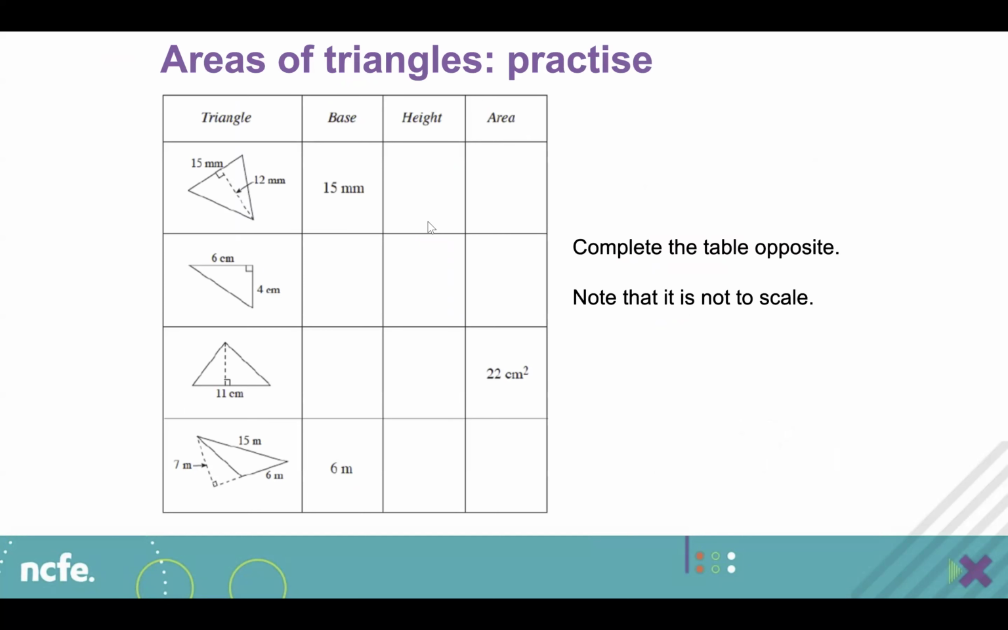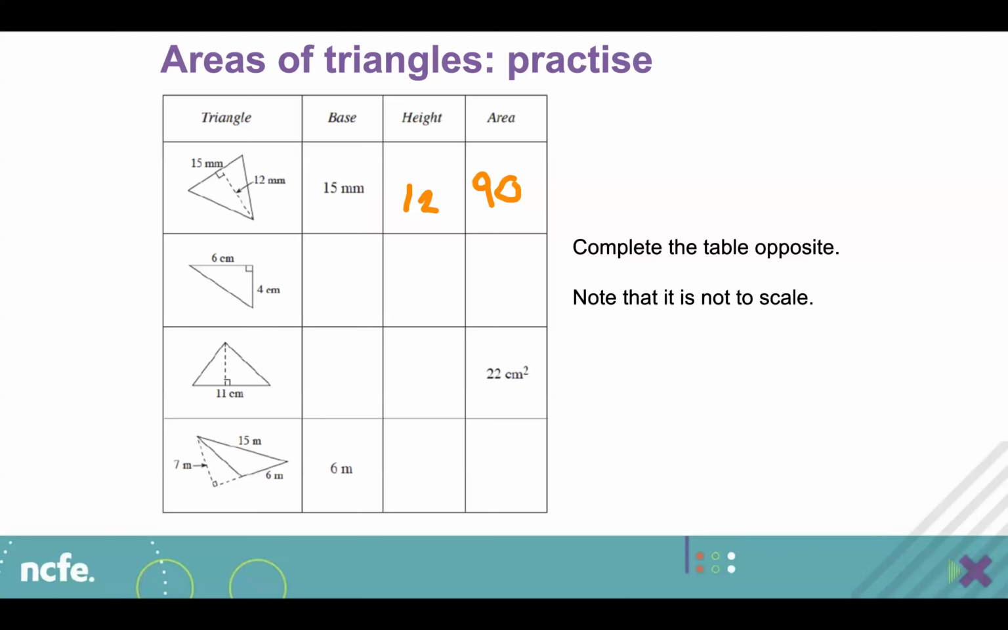So complete the table opposite. Note that it is not to scale. So here the height is 12 millimeters. So the area would be half times 15 times 12. If we work that out, that is half times 10 times 12, which equals 90. So the answer would be 90 millimeters squared.